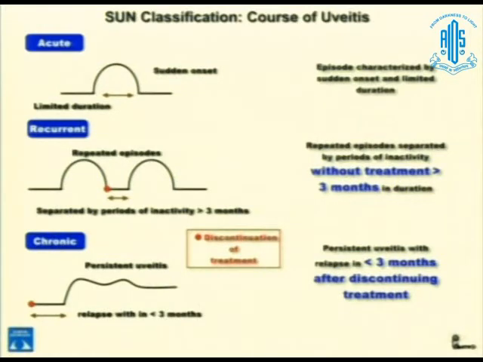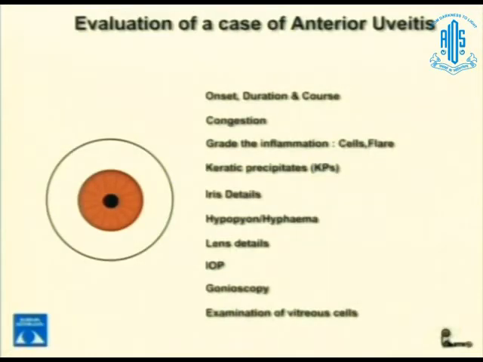Duration. And it can be recurrent also, repeated episodes, where after the discontinuation of the treatment, if it's less than 3 months of duration. More than 3 months duration, then we call it recurrent. If it's a chronic uveitis, after discontinuation of the treatment, the persistent uveitis is seen even after less than 3 months of treatment. Now, next important is the congestion.